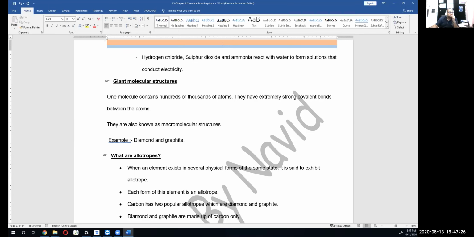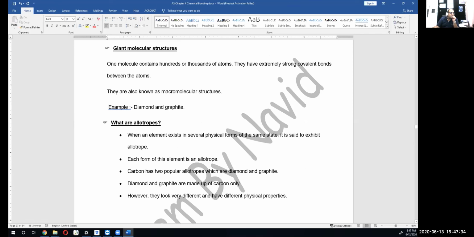So due to these strong covalent bonds, giant molecular structures have very high melting and boiling points. Examples are diamond and graphite. So what are diamond and graphite? They're allotropes of each other.